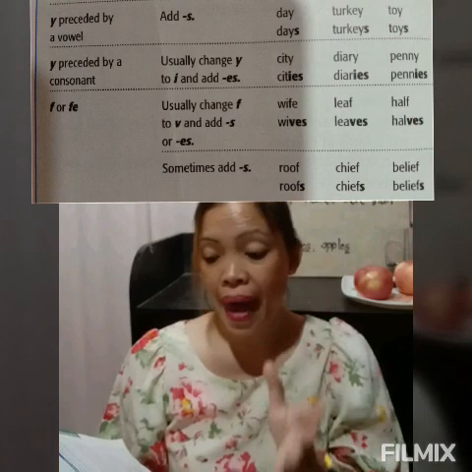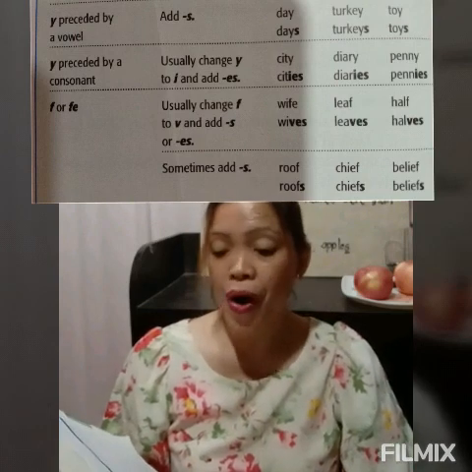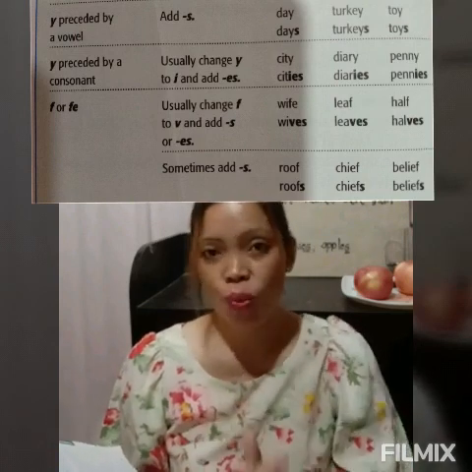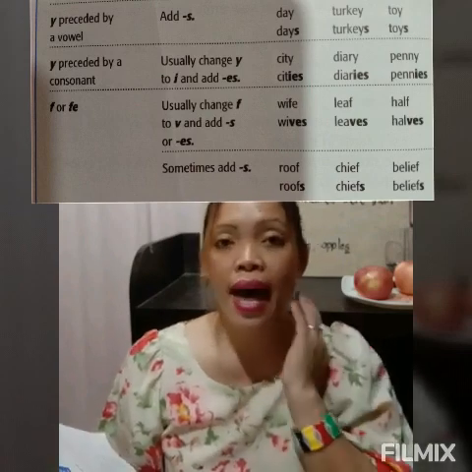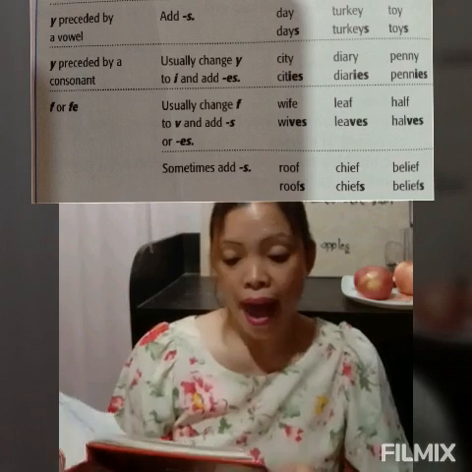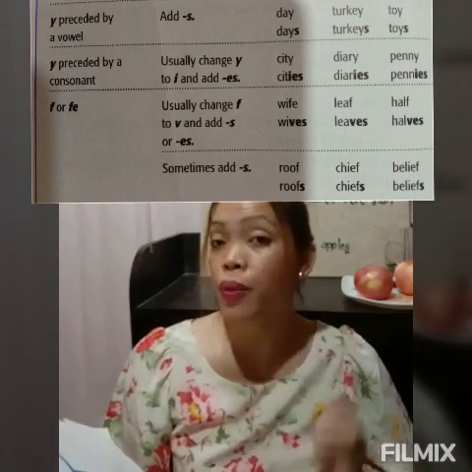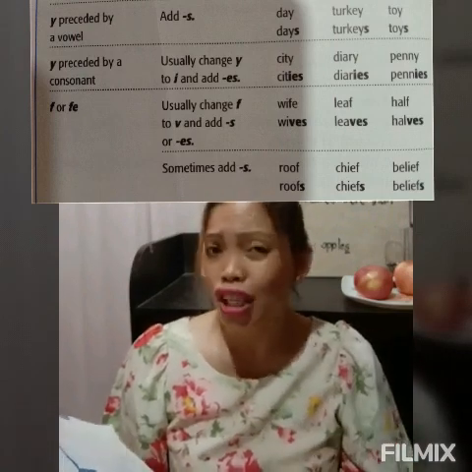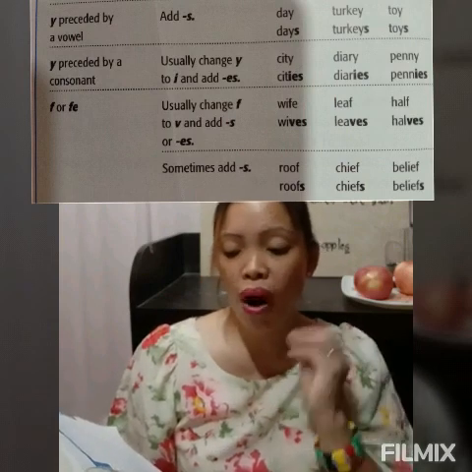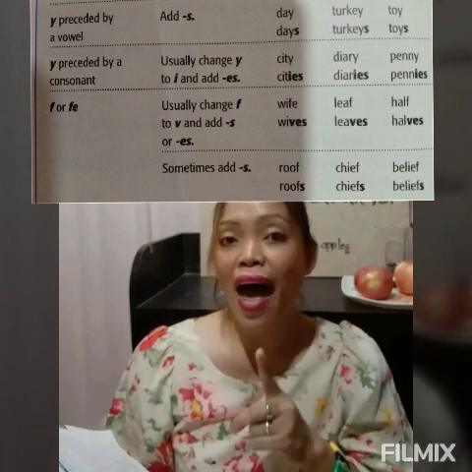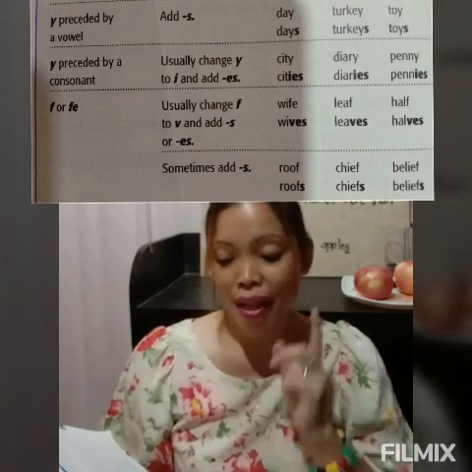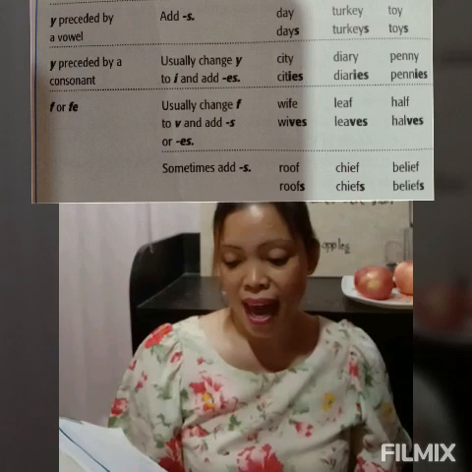Then we have penny. Of course, the plural is pennies: change y to i and add es. Yes, next we have nouns ending in f or fe. Usually, of course, you form the plural by changing f to v and adding s or es.